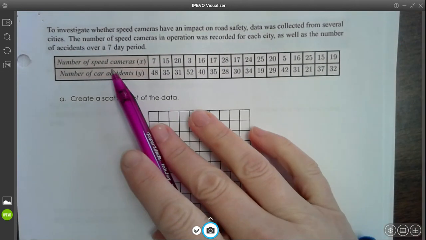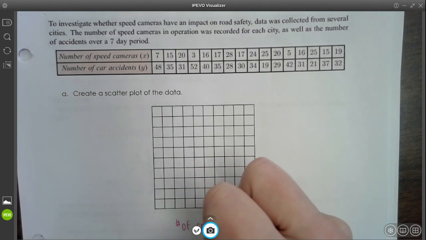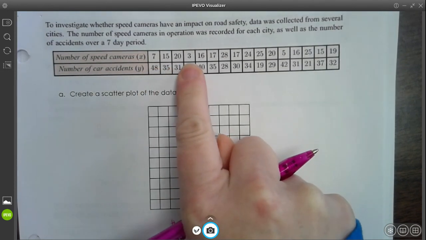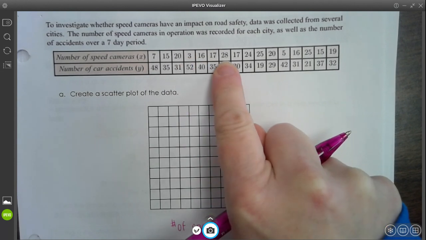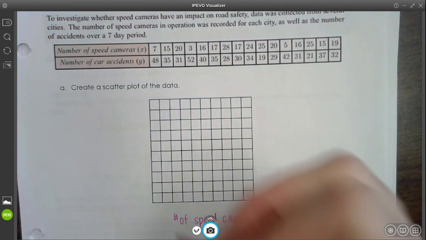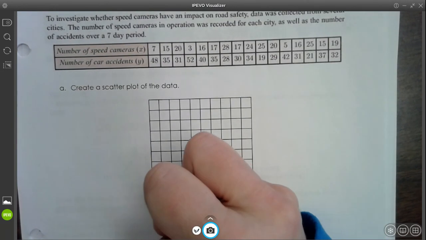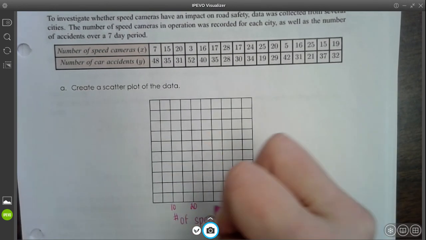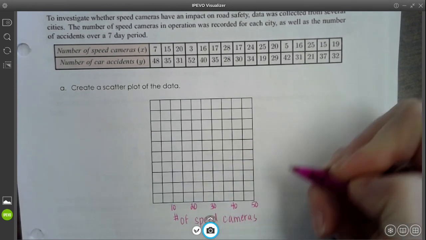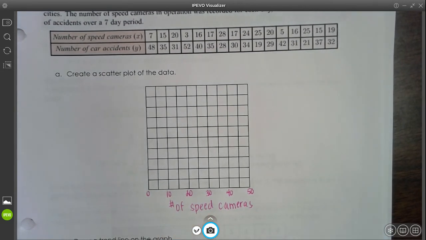So the x-axis is number of speed cameras. So I'm going to label that. And you can tell the number here, the lowest one is 3, and the highest number that we see, I think, is this 28. So I don't know what's appropriate. I might just count by tens, or really by fives. So this is 5, 10, 15, 20, 25, 30, 35, 40, 45, 50. Okay, I'm going to keep this. I'm just labeling every other one so it doesn't get so jam-packed down here.